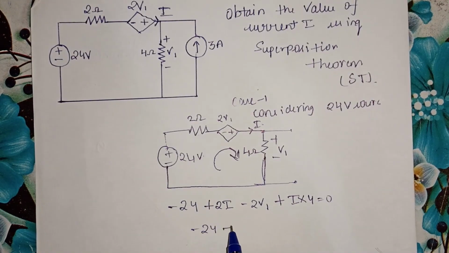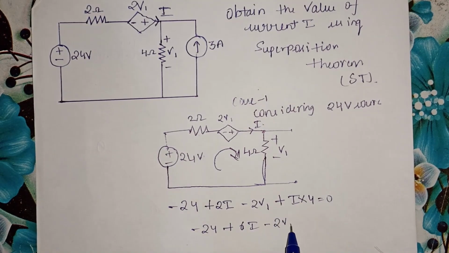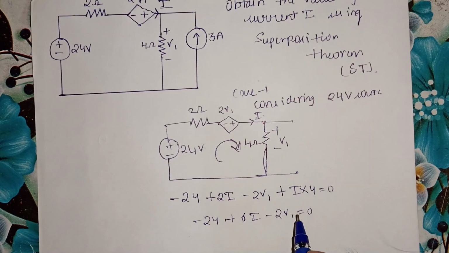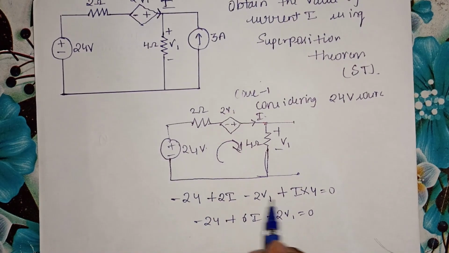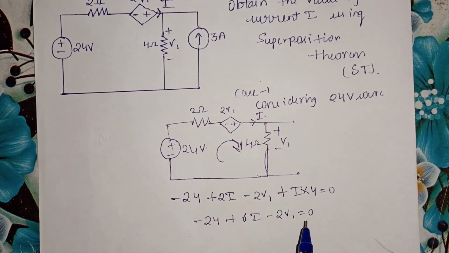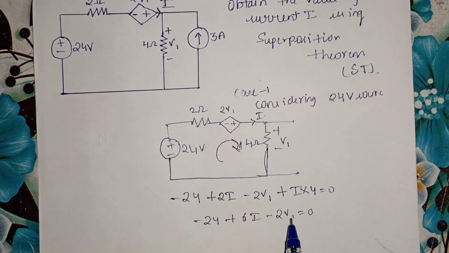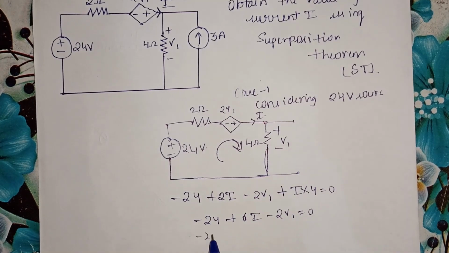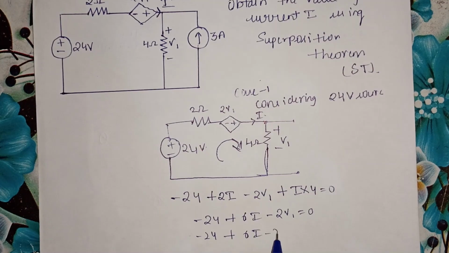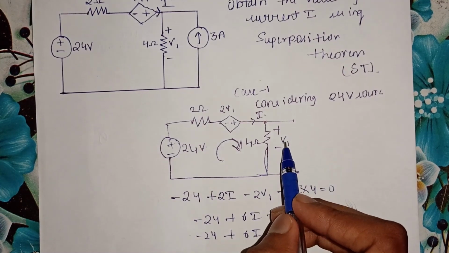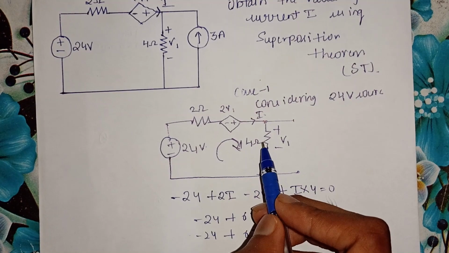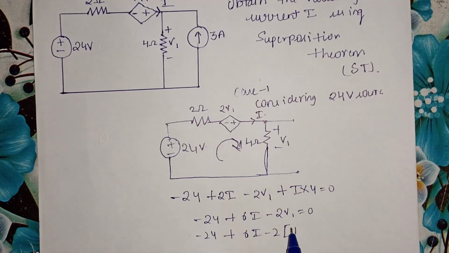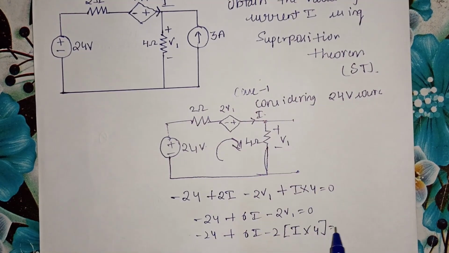So minus 24 plus 6i minus 2v1 is equal to 0. So what is my v1? I know that minus 24 plus 6i minus 2 into v1, where v1 is the voltage drop across the 4 ohm resistance, which is current times resistance, that is I multiplied by 4, is equal to 0.